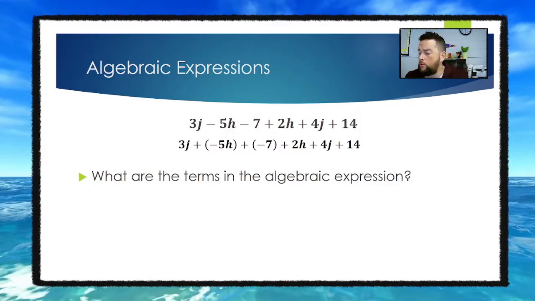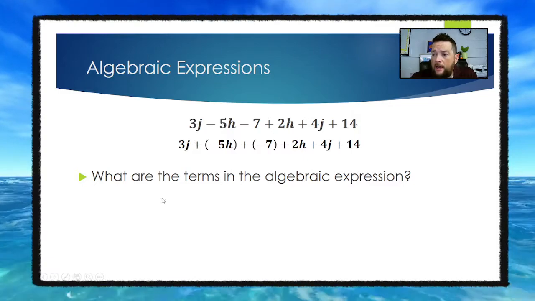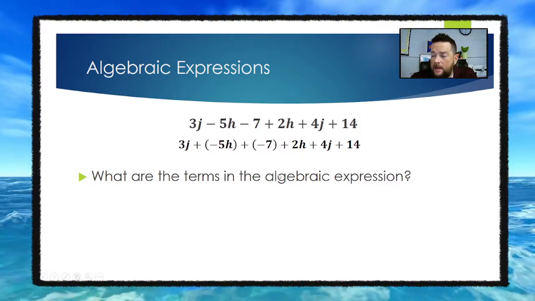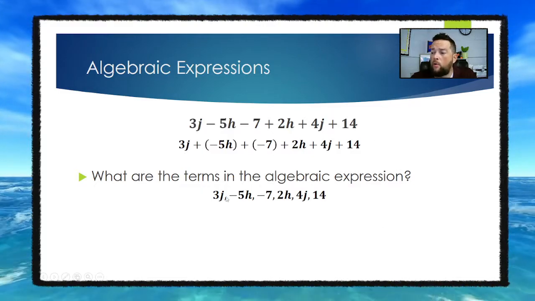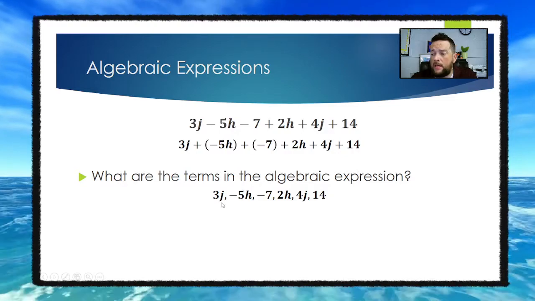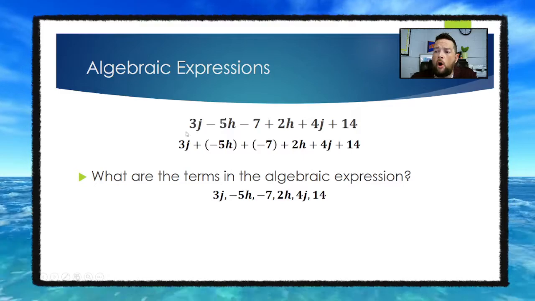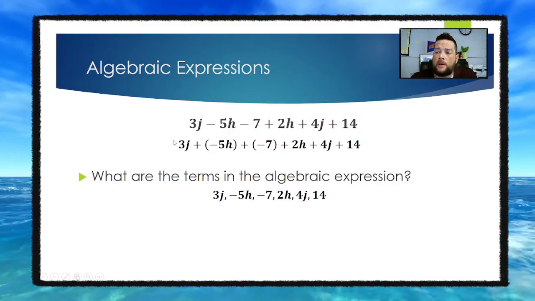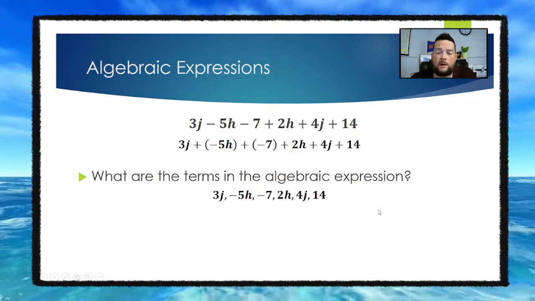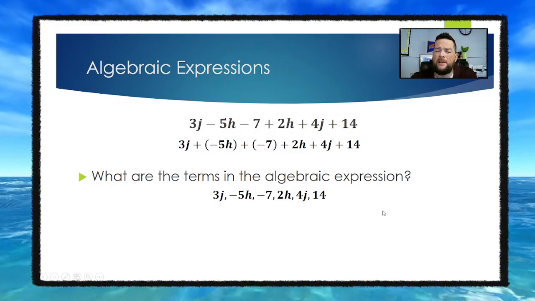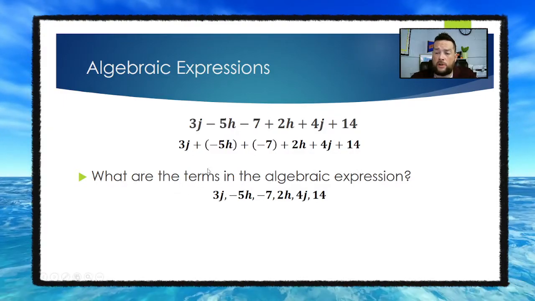So now that you have everything turned to addition, you can accurately see that there's a 3j, and there's a negative 5h, and there's a negative 7, and so on and so forth, all right? You have all the terms there. You can go ahead and write all the terms out, all right? So again, that word terms is kind of an all-encompassing vocabulary word that just refers to all the variables with their connected coefficients, and then all the constants as well. So you write all those out, all right? When you're combining like terms, the first thing that you want to do is just identify what are the terms, all right?